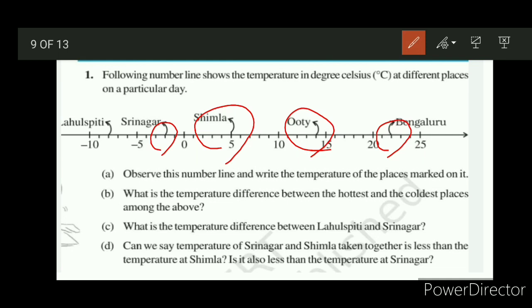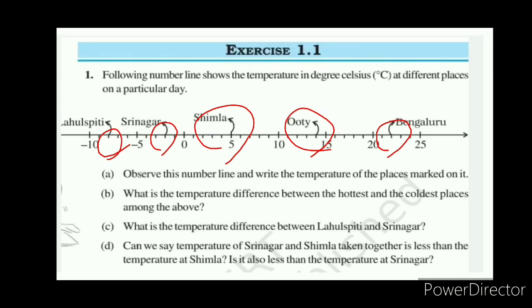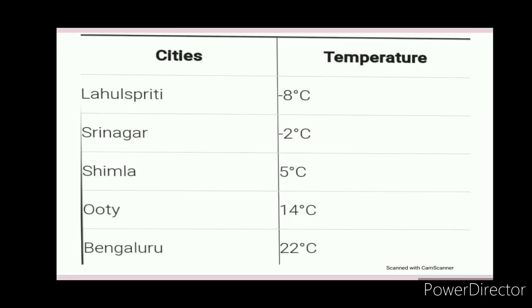Lahaul Spiti: minus 5, afterwards on the left hand side 1, 2, 3. So minus 8 degrees Celsius is Lahaul Spiti's temperature. Like this, first we have to list out all the places' temperatures in this way. See children, cities and temperatures: Lahaul Spiti minus 8 degrees Celsius, Srinagar minus 2 degrees Celsius, Shimla 5 degrees Celsius, Ooty 14 degrees Celsius, Bangalore 22 degrees Celsius. Now the question.